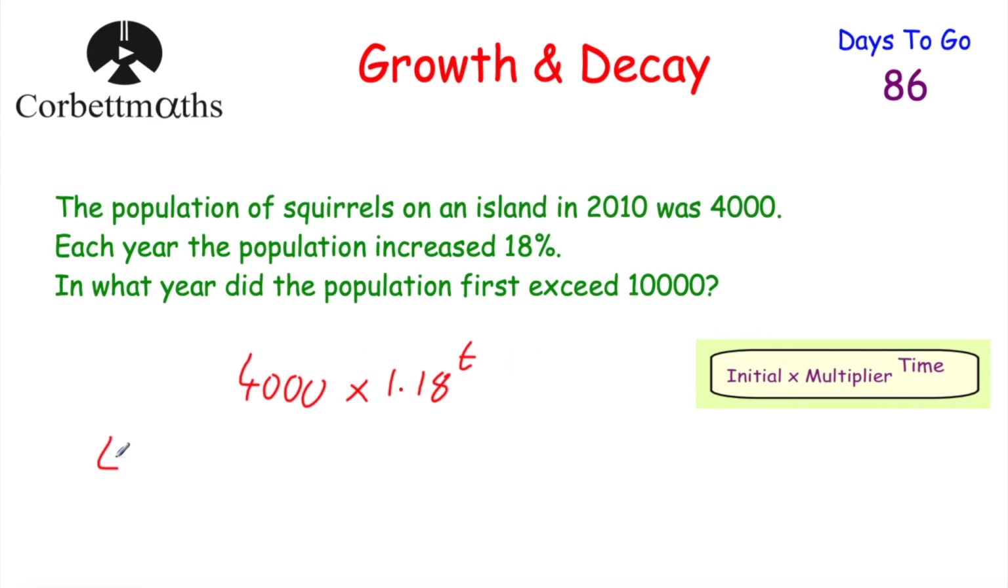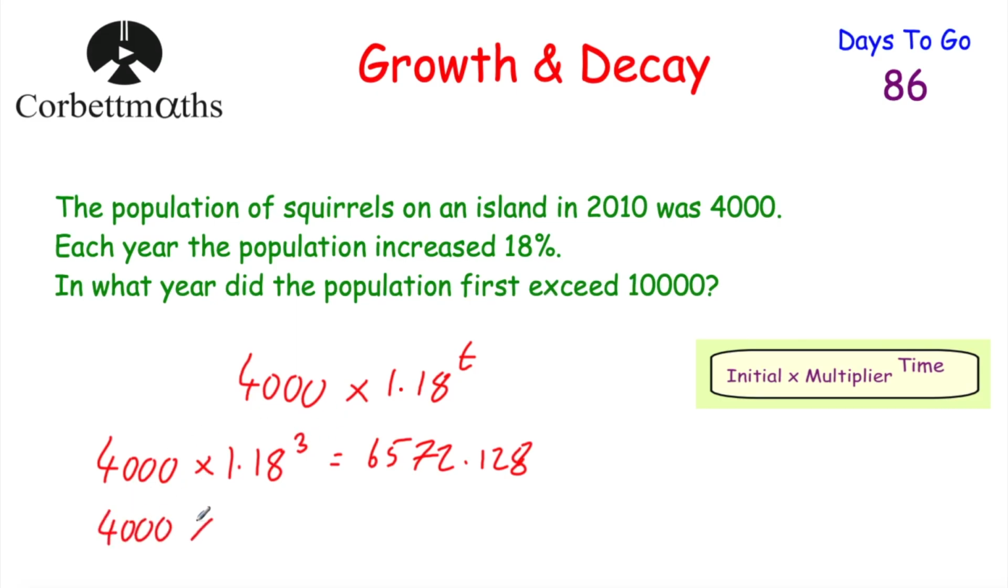So let's do that. Let's start off with 4,000 multiplied by 1.18, and I'm going to try maybe 3 years to begin with and see what happens after 3 years. So 4,000 multiplied by 1.18 cubed, and that's equal to 6,572.128 squirrels. Okay, so as you can see here, the number of squirrels hasn't exceeded 10,000 now, so that means we need to try a bigger value for t. So this time, I'm going to choose 5. So I'm going to do 4,000 multiplied by 1.18 to the power of 5 and see what we get. So I'm going to change my power from 3 to 5 and press equals, and that gives me 9,151.031027 squirrels. So as you can see, it's not quite 10,000 yet.